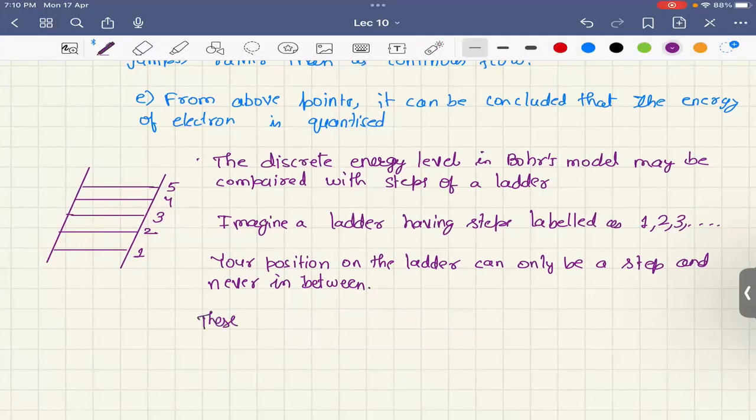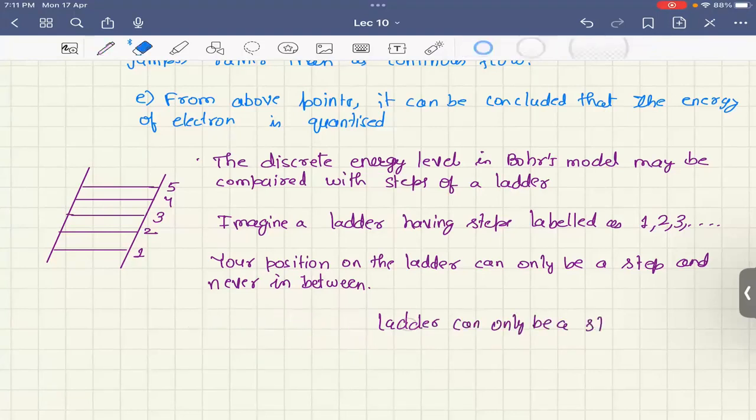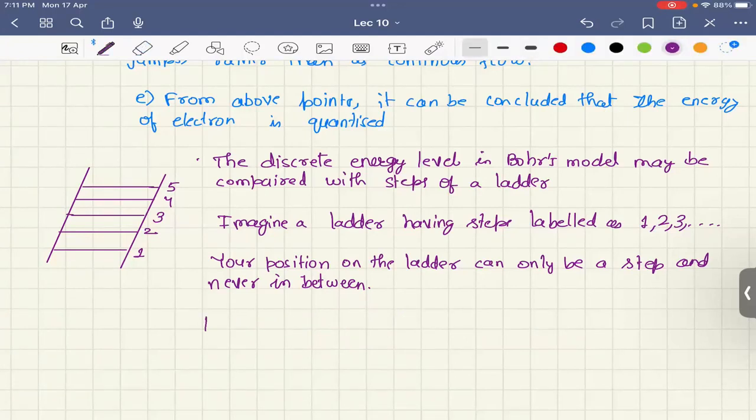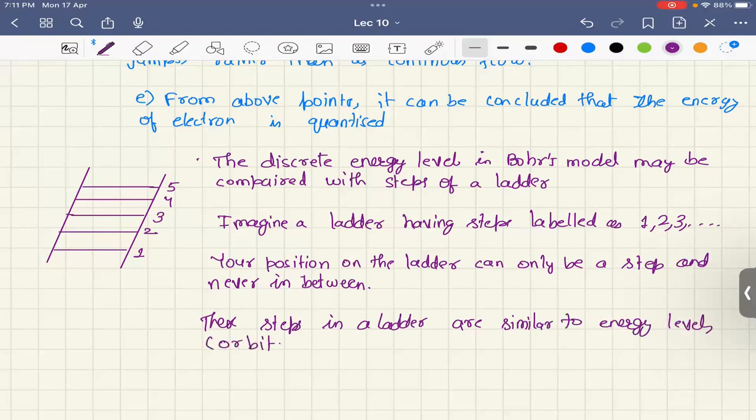So these steps in the ladder are similar to energy levels or orbits in an atom, right?